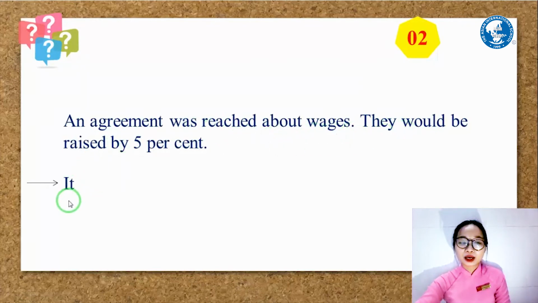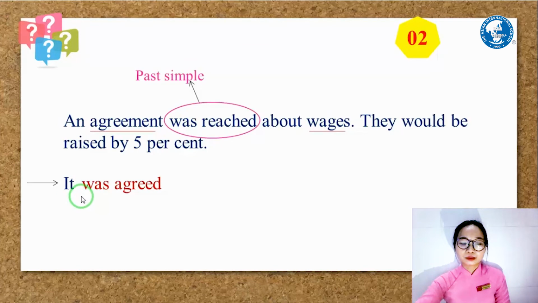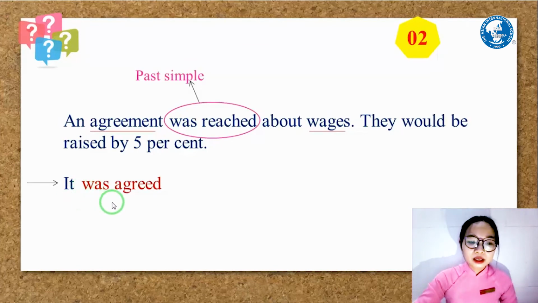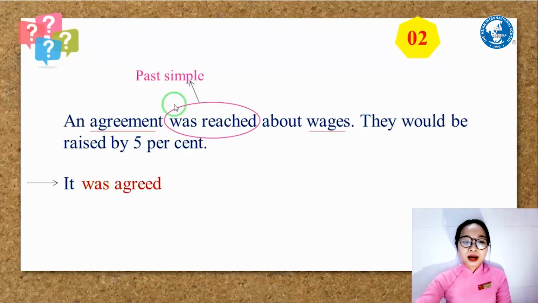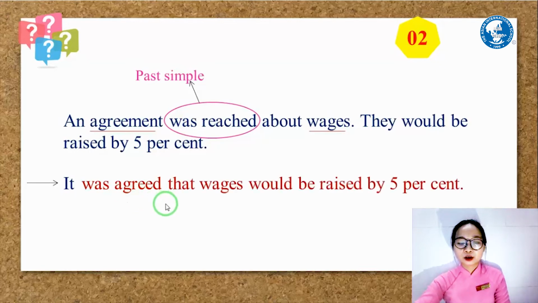So now we change into passive voice. It is pattern 1, right? The tense is passive simple. We have was agreed, with verb be in past simple tense, so it is was or were. However, it is a singular subject, so we use was. And agree in past participle form. And after that, in the that clause: that wages would be raised by 5%.